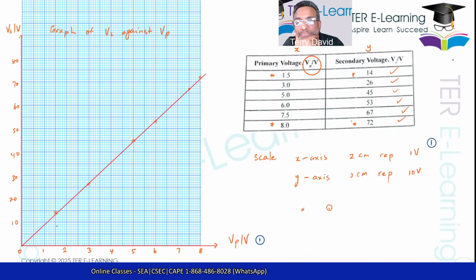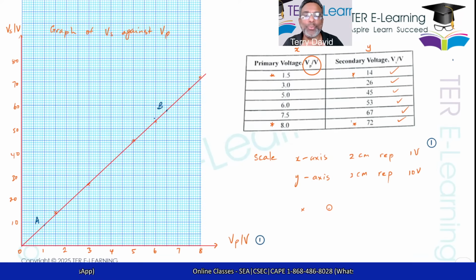For example, I could probably choose this point here. Let's call that A. This is what I would normally do. I would label the point as A, and then label a second point, maybe this one here. This is looking like around 6.5. Select points that you can actually read off. Don't waste time choosing points where it's difficult to read off. You have to work smart in the exam.